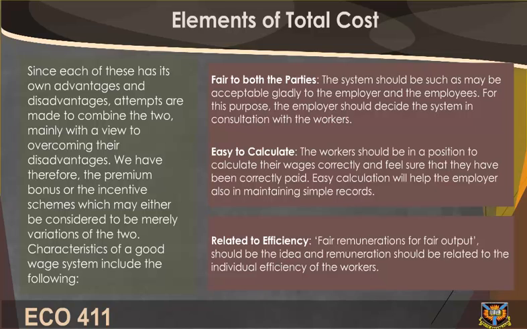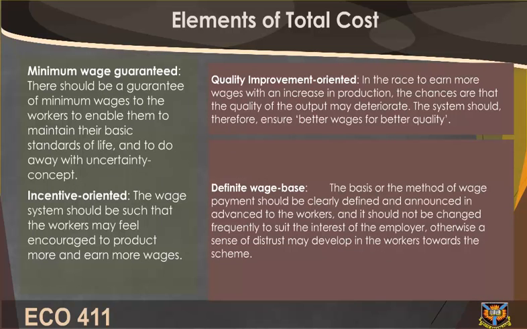Related to efficiency. Fair remunerations for fair output should be the idea, and remuneration should be related to the individual efficiency of the workers. Minimum wage guaranteed. There should be a guarantee of minimum wages to the workers to enable them to maintain their basic standards of life and to do away with uncertainty concept.